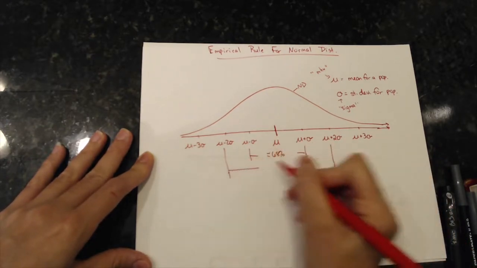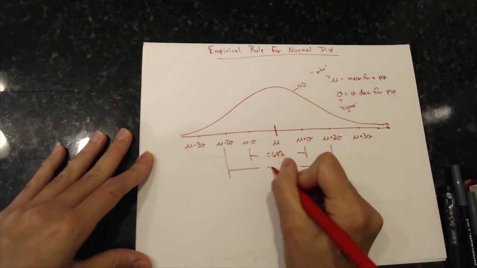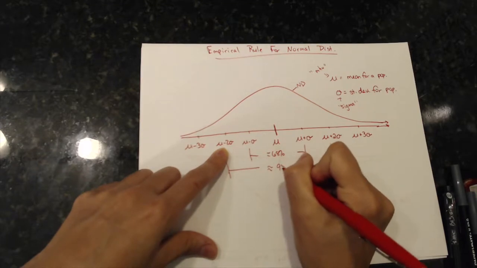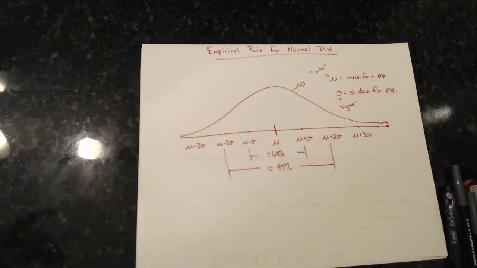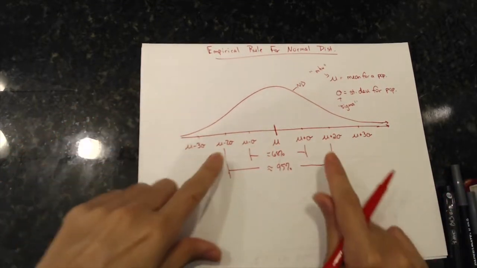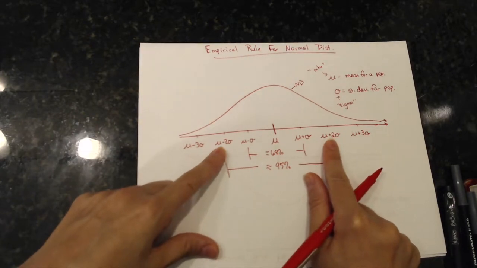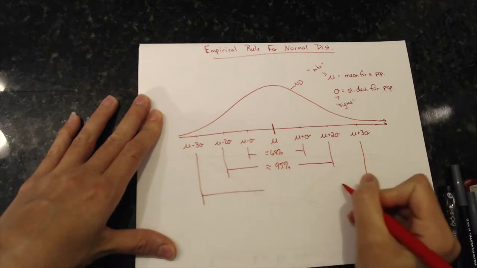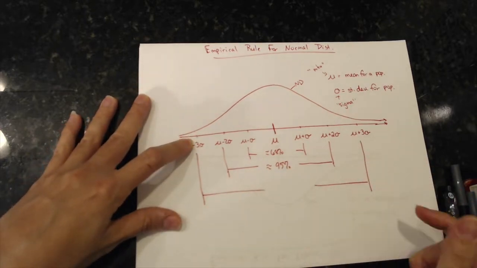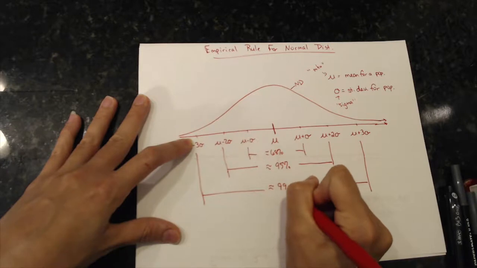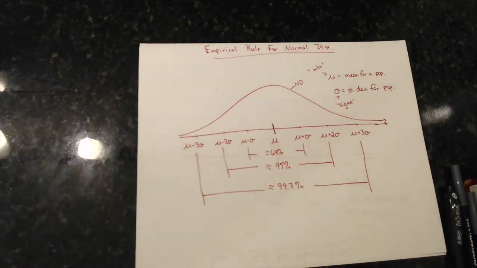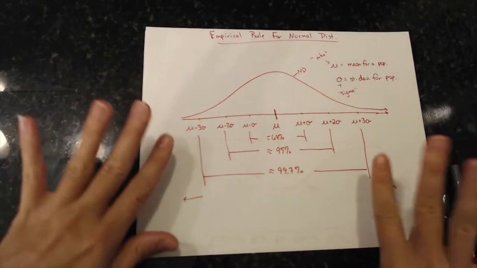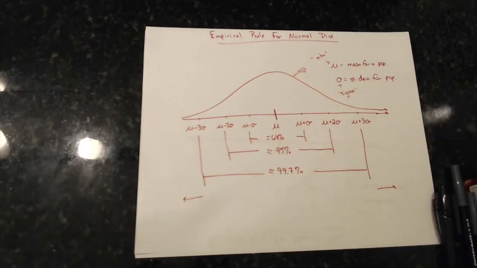Two standard deviations away from the mean, from this value to this value, approximately 95% of all the data values in a normally distributed set of data lie between these two numbers. Three standard deviations away from the mean, all the way from here to here, three below to three above, approximately 99.7% of all my data values lie there, which means that outside of these lies that extra 0.3%.